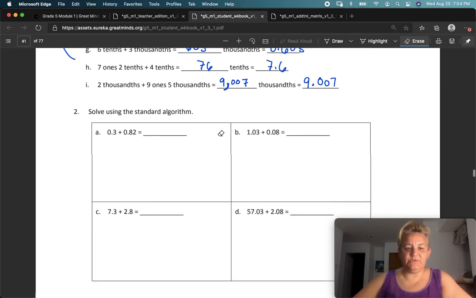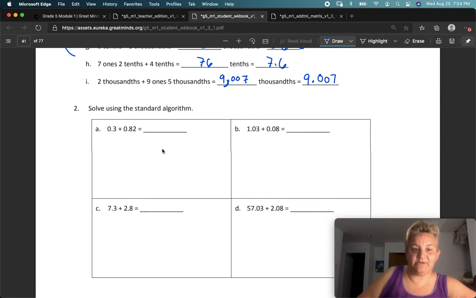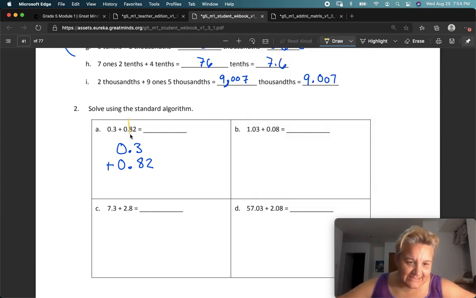But let's use our standard algorithm. And that is how you all should have probably learned how to add. Maybe not everybody. But I'm going to put my 0 and my 3 here, my 3/10, and then I'm going to put my 82 hundredths underneath it. And notice what I did. I had to line up those decimals. That is the most important thing I want you to learn today. When you are adding and subtracting decimals, they need to go in a line because that is our places.